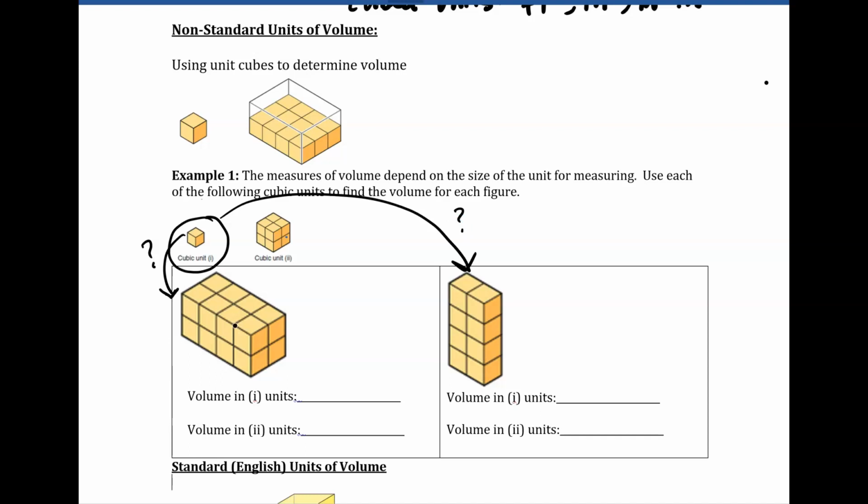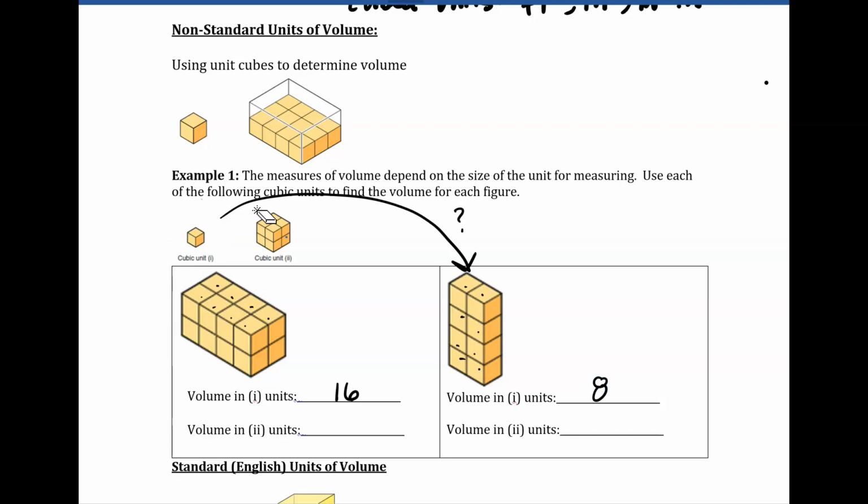So let's do this first prism, and this would be a good time to pause the video and see if you can do this on your own, and then double check using the video. So I count, there are 8 of these on the top and 8 on the bottom, so it looks like there are 16 small cubes that fit inside of this larger prism on the left, and it looks like there are 8 on the right.